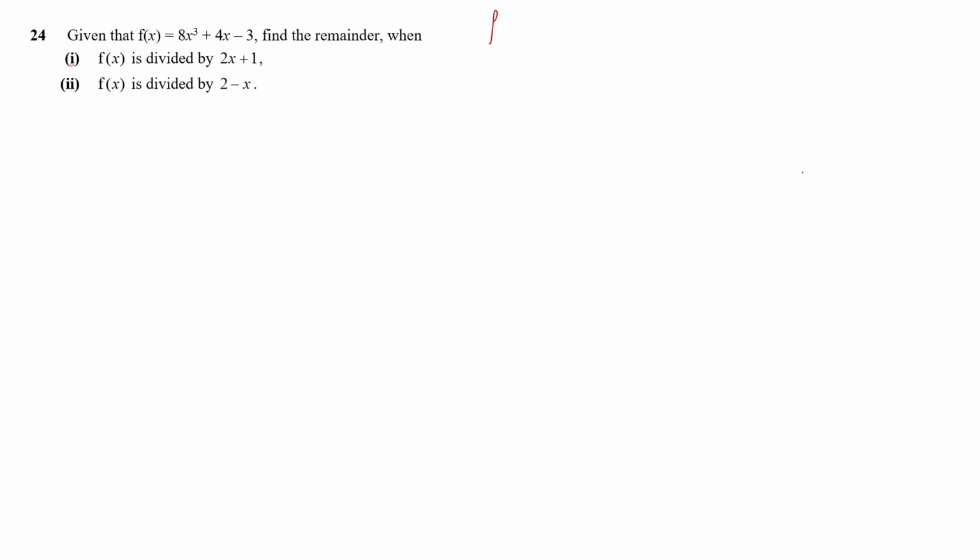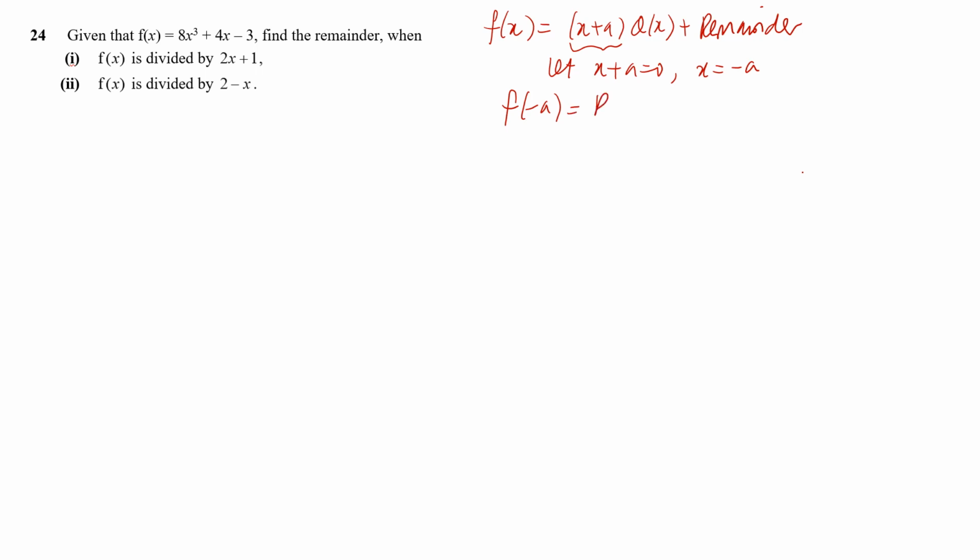Right, your remainder theorem: f of x equals your divisor times quotient plus remainder, right? So if you let your divisor equal 0, that means you substitute x equals negative a. Your f of negative a will be just your remainder. Okay, this is one way of finding the remainder. You don't have to use long division. I think a lot of students like to use long division, and along the way they get lost because long division can be quite tricky if you don't do it correctly. It's very easy to make mistakes, right? So this is a neater way to find the remainder.